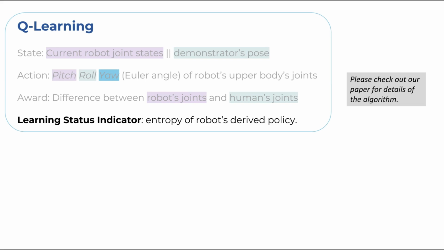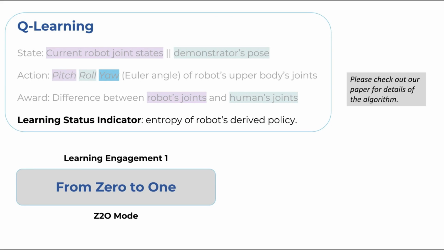Now let's make the engagement adaptive to the robot's actual learning status. We deploy Q-learning as the robot's training algorithm and use the entropy as its learning status indicator. Please check out our paper to see the details. Then, we integrate the learning indicator into the robot's engagement expression and propose two kinds of learning engagement.